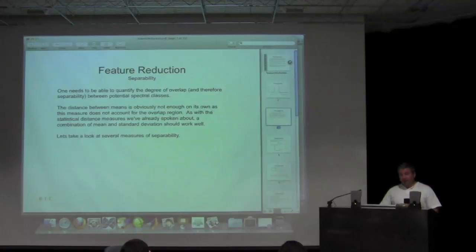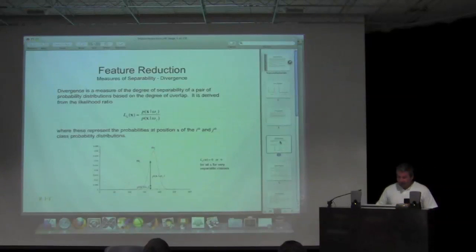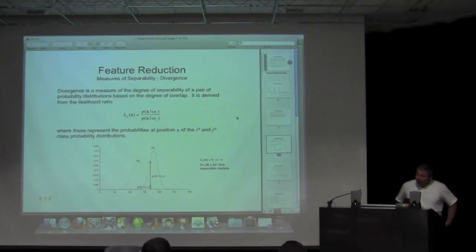All right. Distance between the means is obviously not enough, right, because we have variance in our data. So we have to take into account that overlap, or that statistical distance measure that we've been talking about. So we have to incorporate variance or standard deviation into this somehow. All right, so let's take a look at some of this.